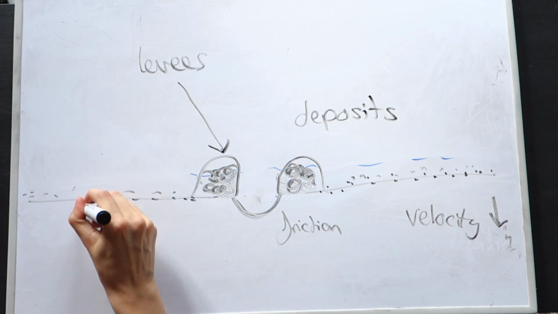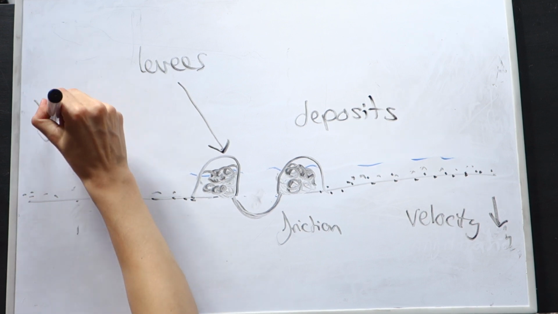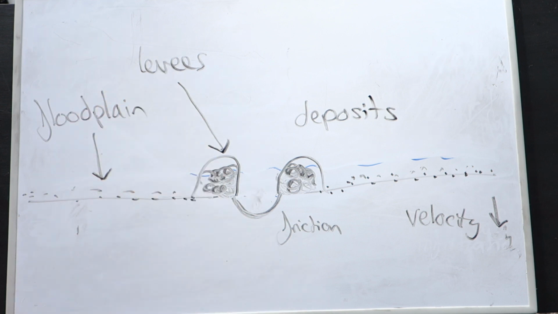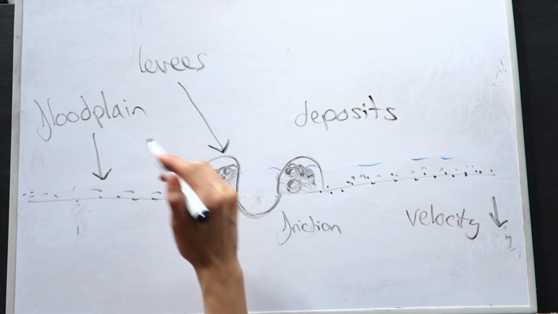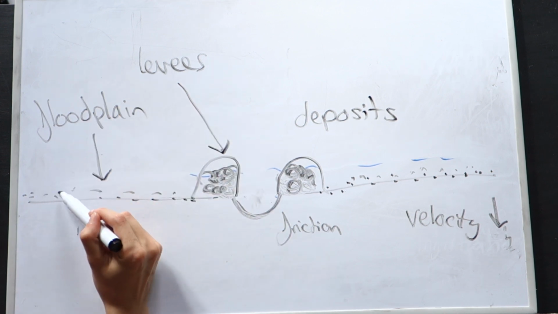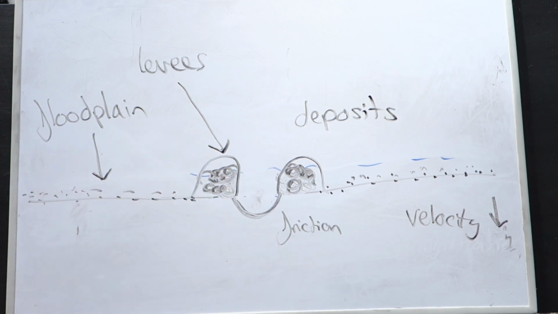And the floodplain is formed out of the layer of silt that is deposited further away from the river. The floodplain is very fertile because the silt contains a lot of nutrients that help plants grow. So often the floodplain is used for farming.